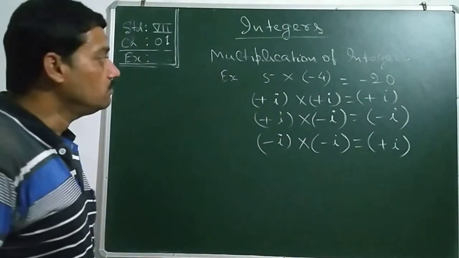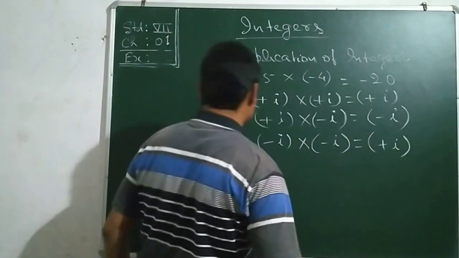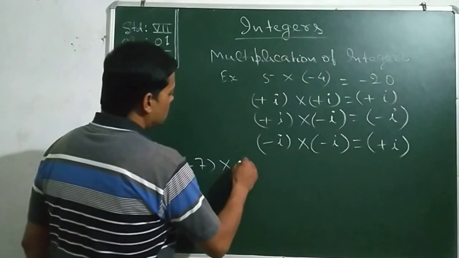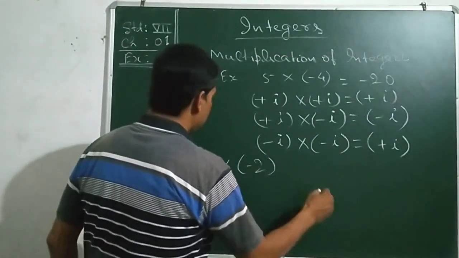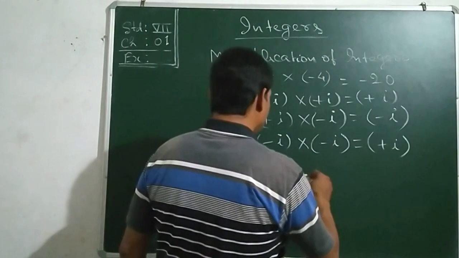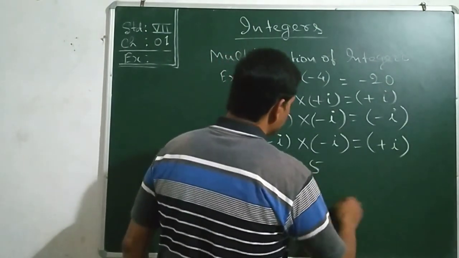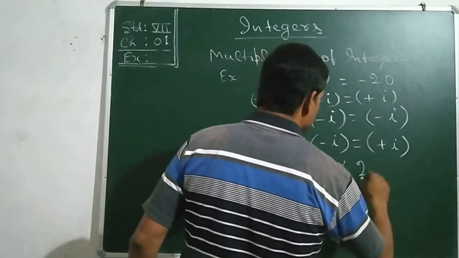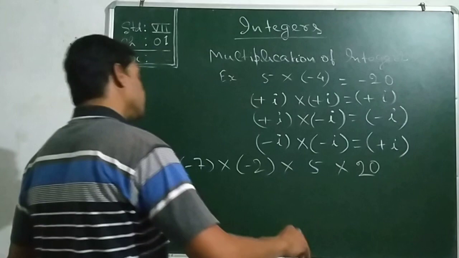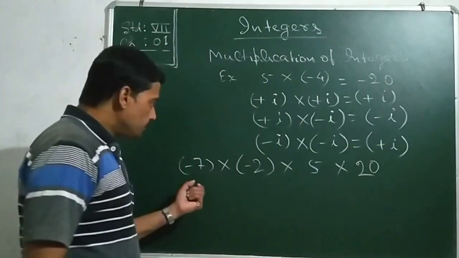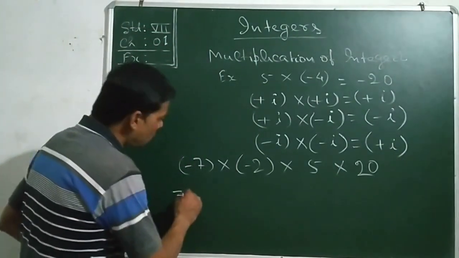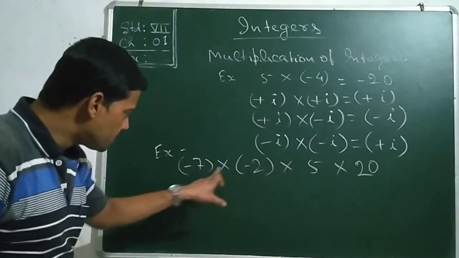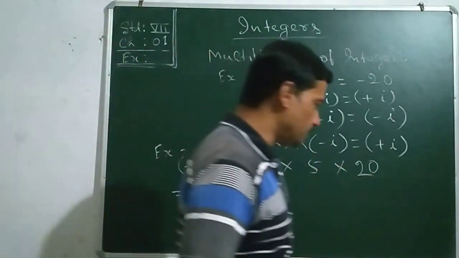But what about if there are more than two integers? Say -7 into -2 into 5 into 2 into 20. See, in this case, to solve this, two negative integers and two positive integers are there.